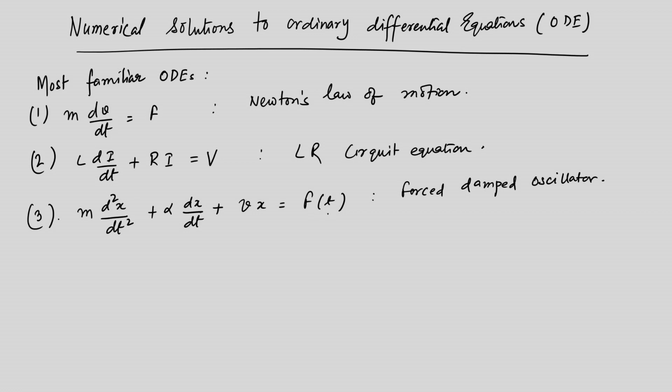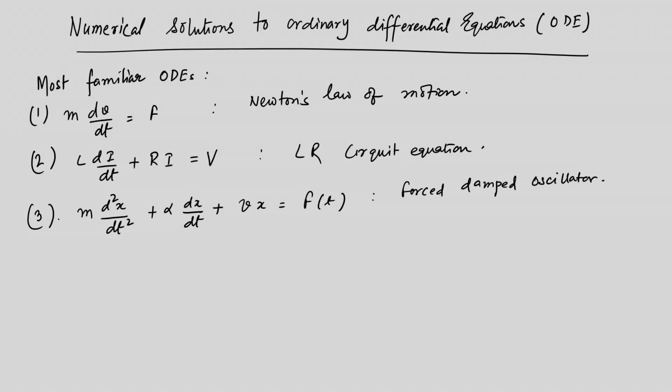But with f of t as a forcing term and alpha dx/dt, which is the dissipative term that arises because of the resistance or the viscosity of the fluid through which the body is moving, we get an equation of this form, and it has to be solved to find x as a function of t. That will tell us how a body travels in a viscous or dissipative medium, and what interesting situations can arise, such as resonance and things like that.